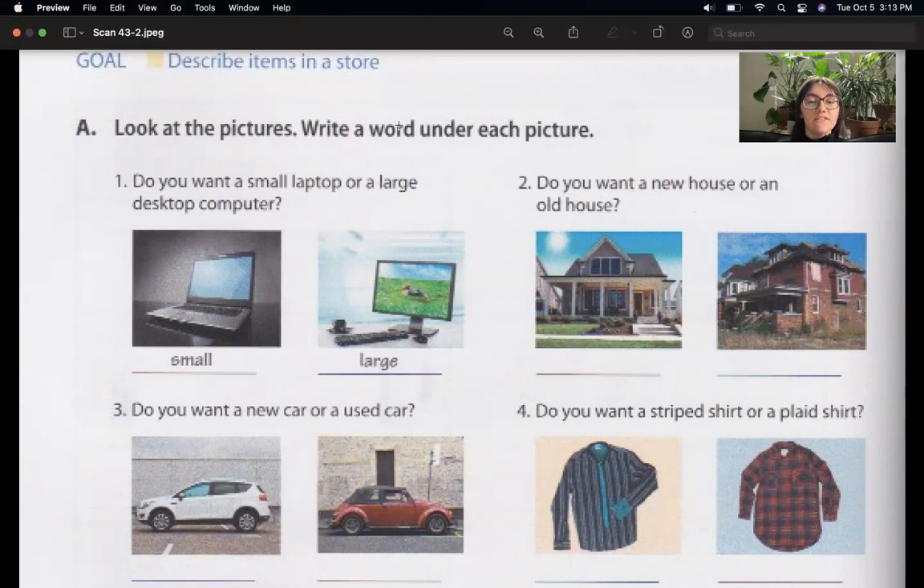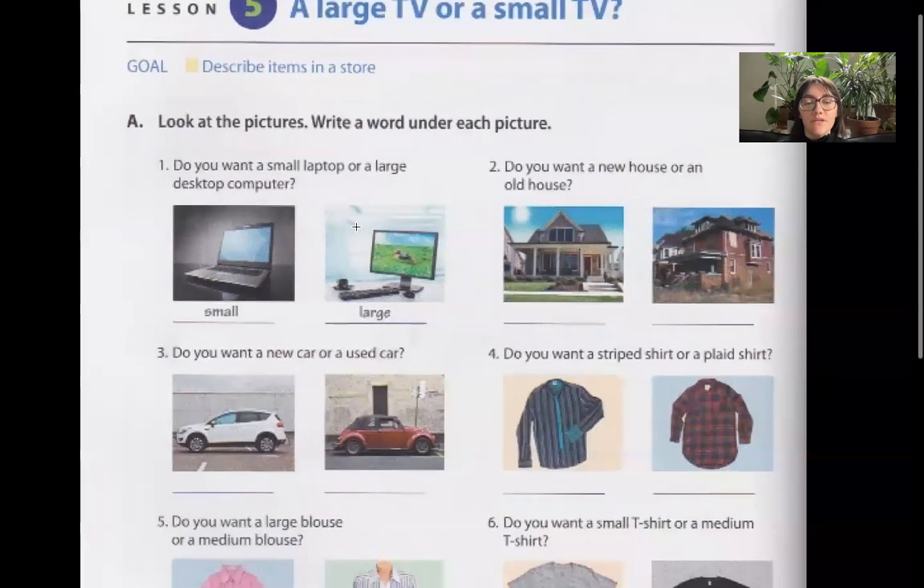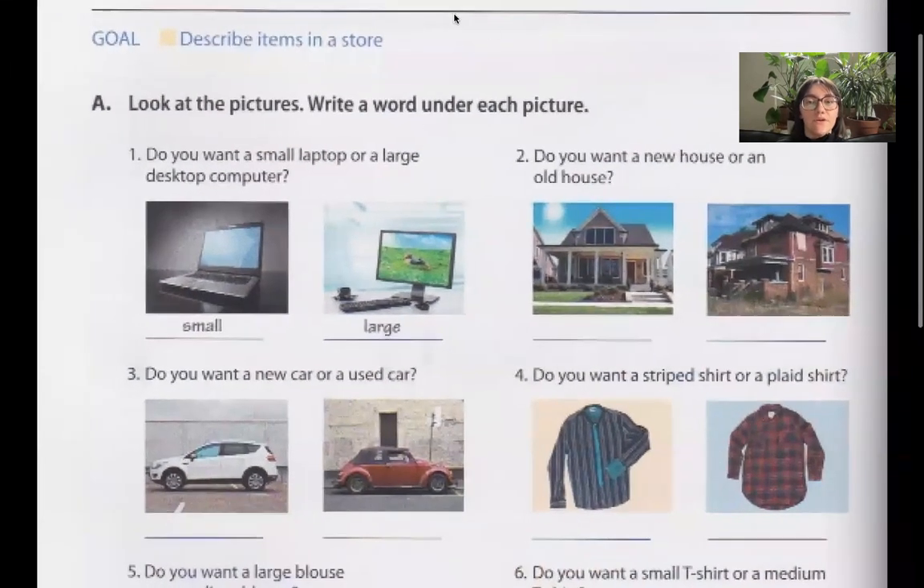Right. So I'm going to zoom out a little bit and we are going to write. So right here we would write, do you want a new house or an old house? This house looks new, right? So we'll write new. And this house looks old. So we're going to write old, right?